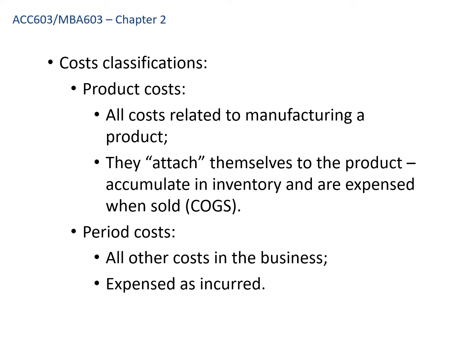Our cost of goods sold would be zero because we have not sold any products. So there can't be a cost of goods sold. It would all be in inventory, and it would be in the next month's cost of goods sold when we hopefully sell those parts. In contrast to that, period costs are all the other costs in the business.